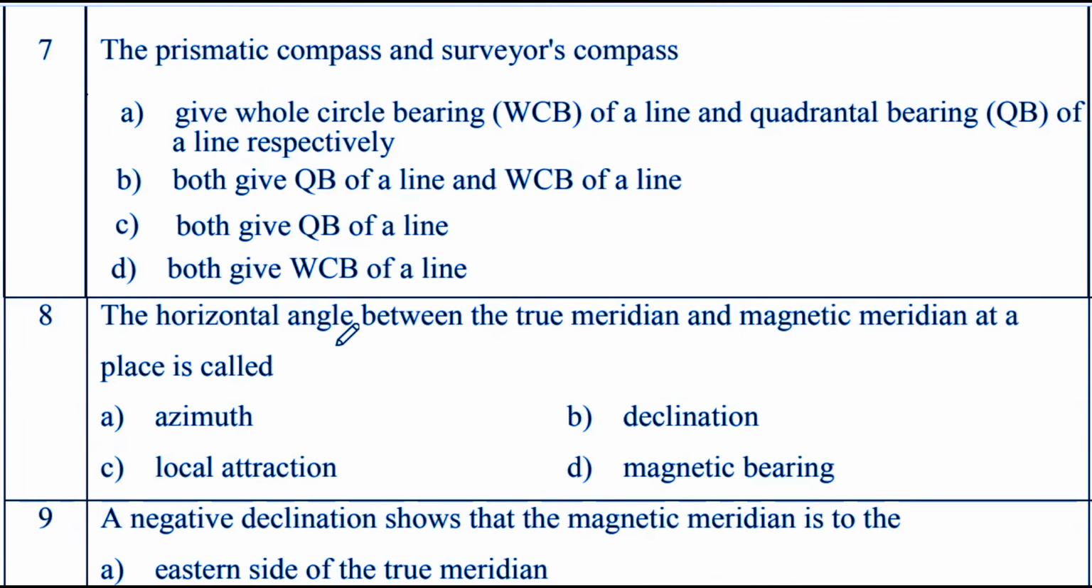Prismatic compass and surveyor compass. The options are: give whole circle bearing of a line and quadrantal bearing of a line respectively; both give quadrantal bearing of a line; or both give whole circle bearing of a line. And the right option is they give whole circle bearing of a line and quadrantal bearing of a line respectively. The prismatic compass gives whole circle bearing and surveyor compass gives quadrantal bearing.